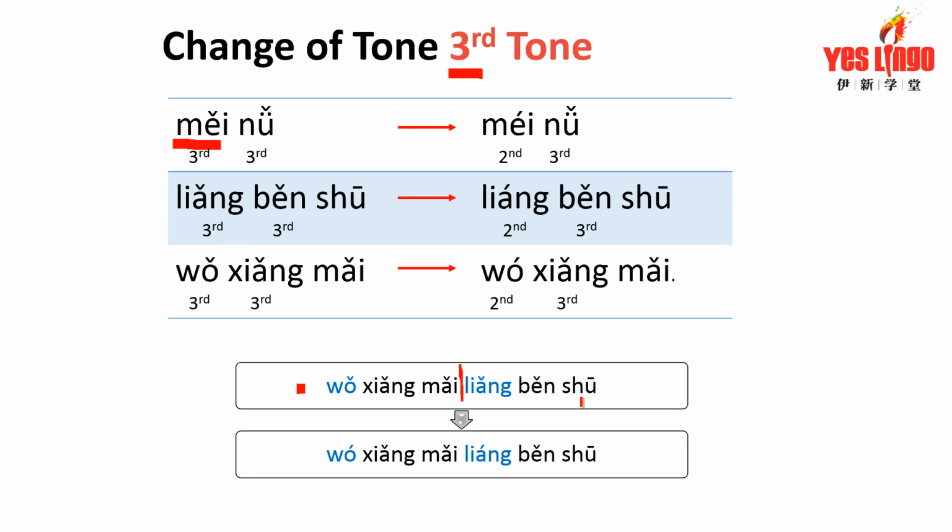So we apply the change of tone rule to each separate section. The first part, 我想买, well, it turns into 我想买. And then the second part, 两本书, becomes 两本书. So the entire sentence will read, 我想买两本书. That sounds much better than reading the entire thing with third tones.